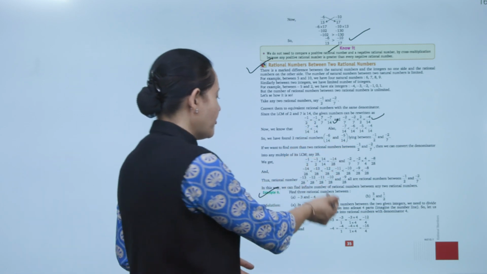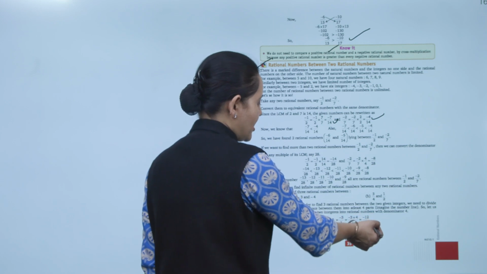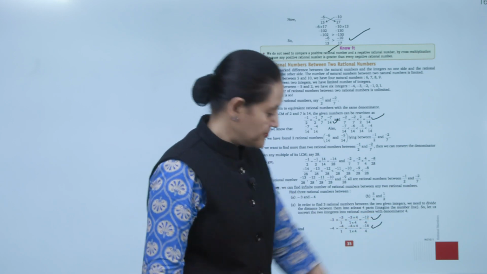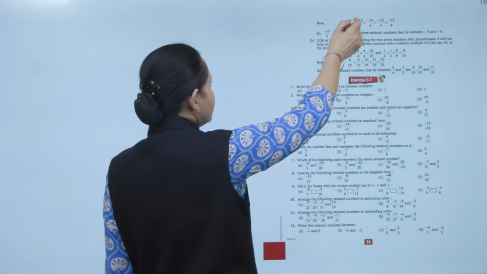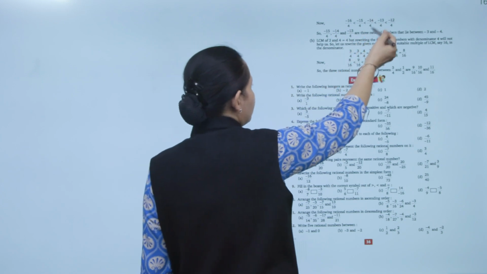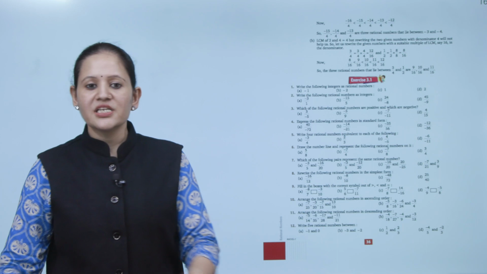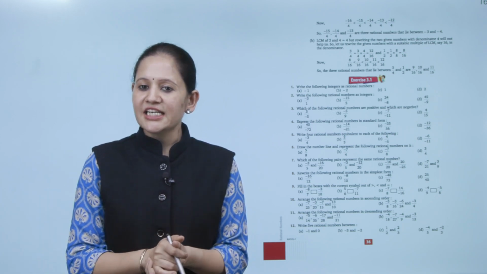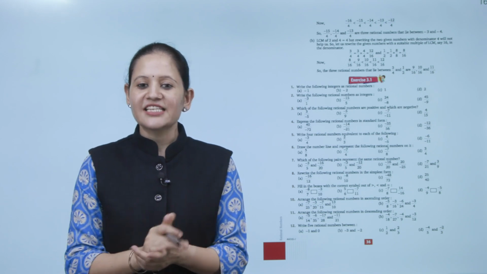So, what we'll do? Multiply both the numerator and denominator by 4. So, we'll get -12/4 and it will be -16/4. Now, we can write -15/4, -14/4, -13/4, -12/4. So, -15/4, -14/4, -13/4 are 3 rational numbers that are between -3 and -4. Clear? Next is exercise 3.1.